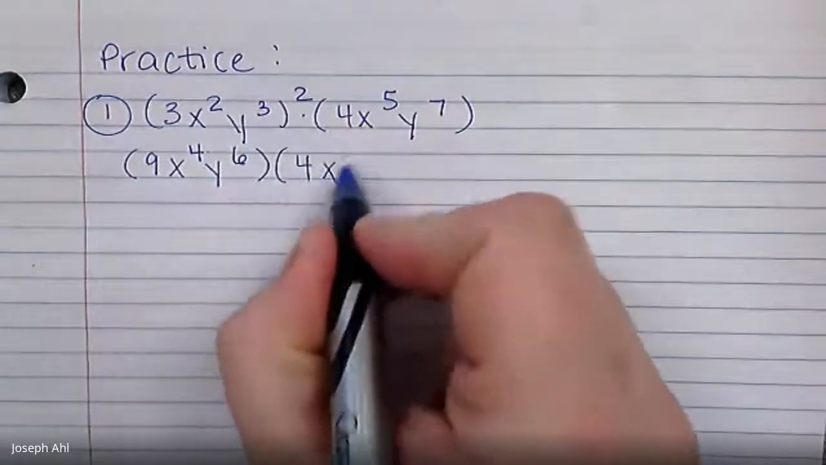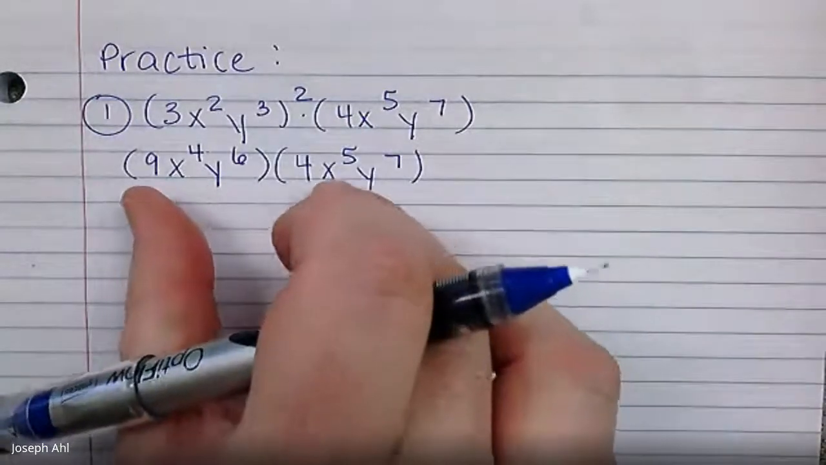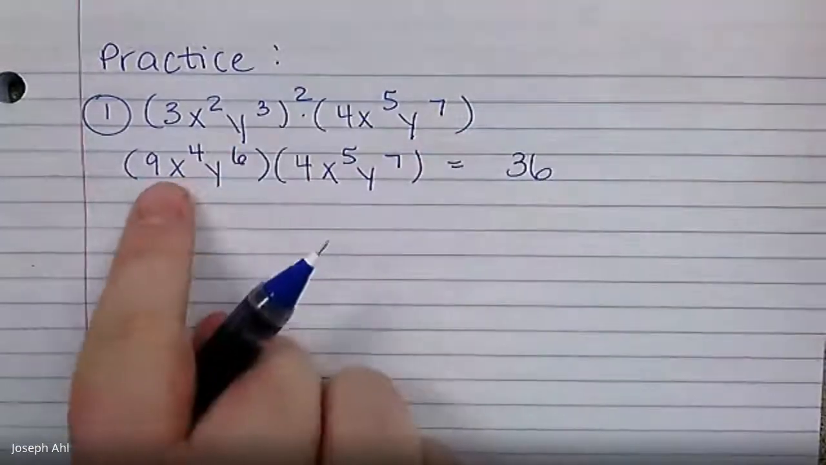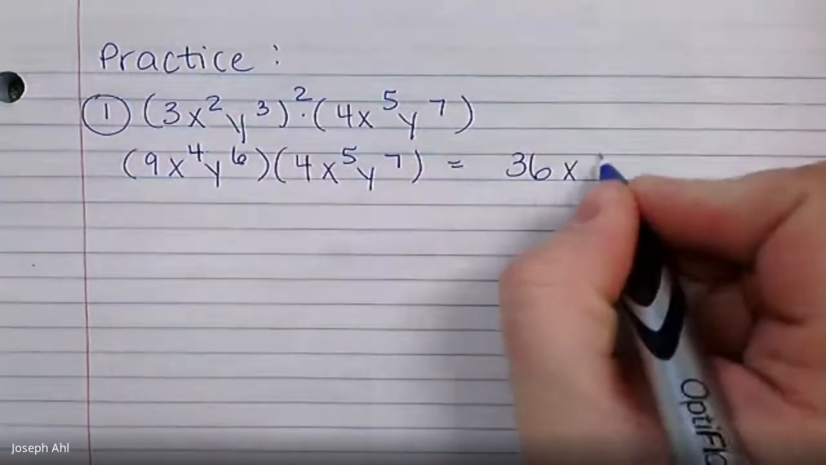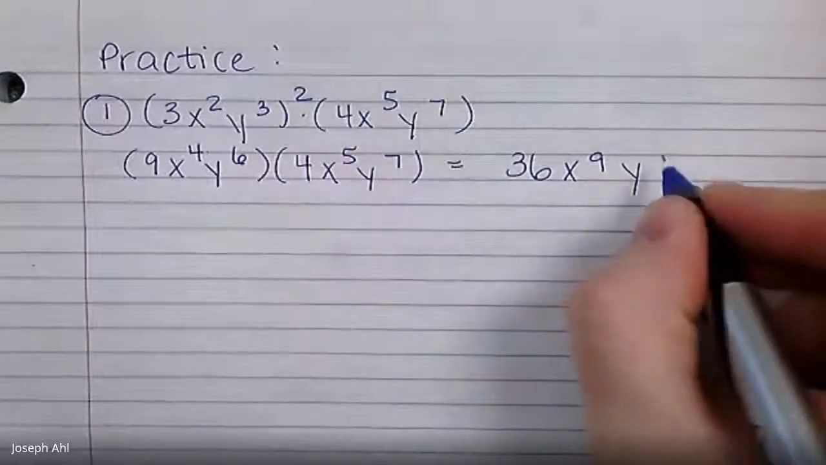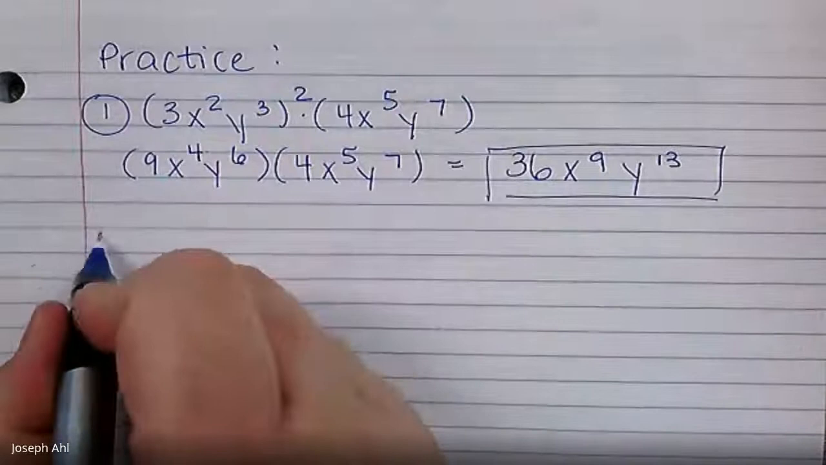When I multiply that by 4x to the 5th, y to the 7th, now we're going to apply a different rule where coefficients out front get multiplied. So that's going to be a 36. But x to the 4th times x to the 5th is going to be x to the 9th. So the rule for multiplying two things with the same base, add those exponents. Similarly, you would get y to the 13th. And then that's the final answer for number 1.